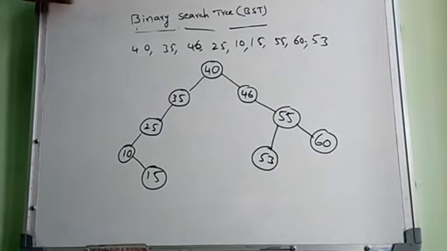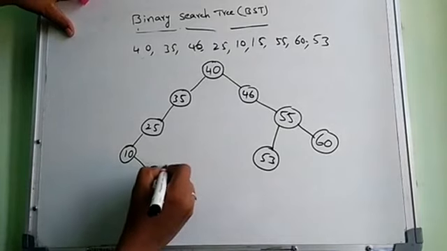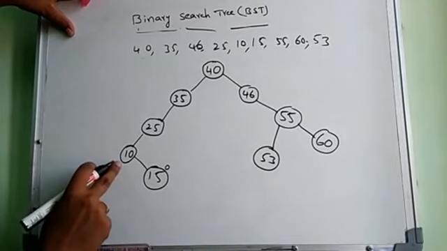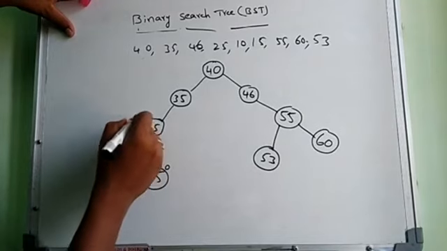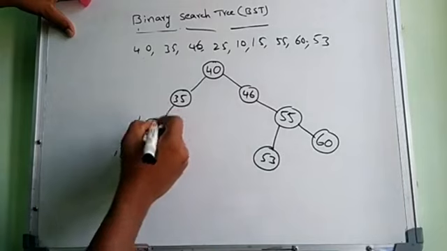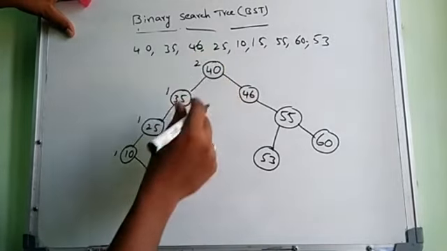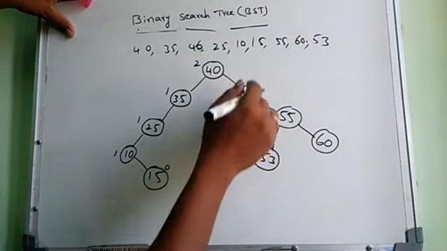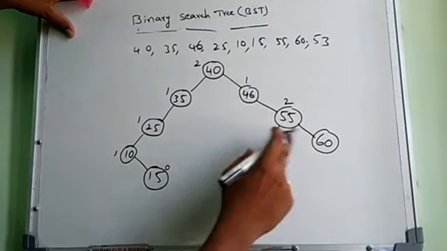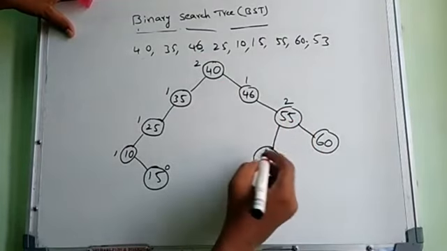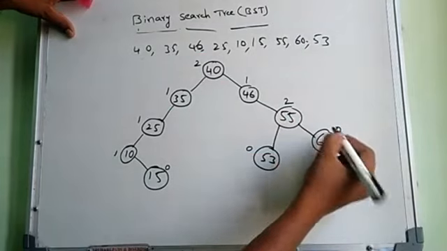So then find out the degree. The degree of 15: there is no child, it is a leaf node, so 0. The degree of 10 is 1, one child is connected. Degree of 25, one child is connected directly. 35 has degree 2, having two children. Next 46 has only one child, 55 has two children, degree 2. 53 has no children, so 0. 60 has no children, degree 0.